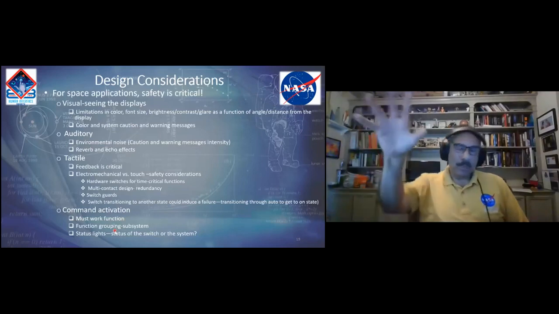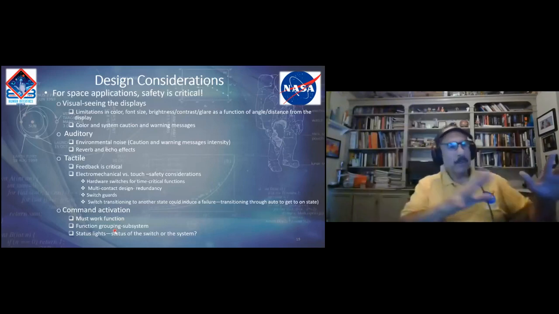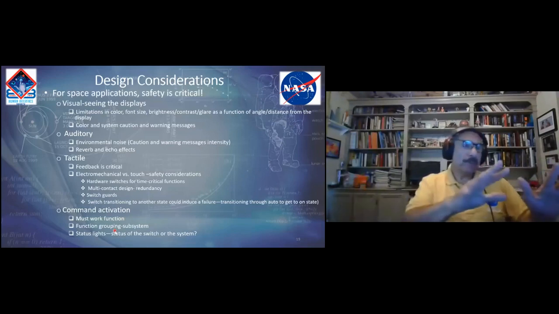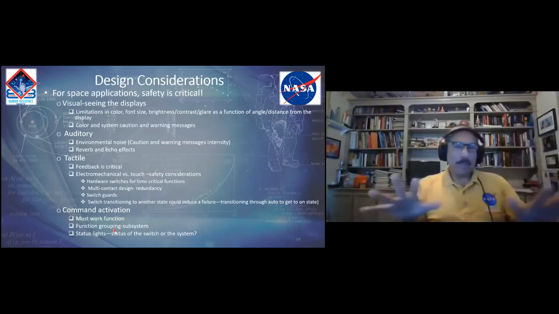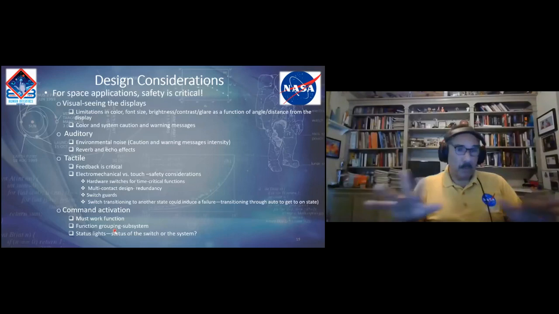You want to put all your environmental life support systems in one section, your power systems in another, and, say, for example, your navigation systems in another. That way you've grouped your functions and systems according to what they're supposed to be doing.